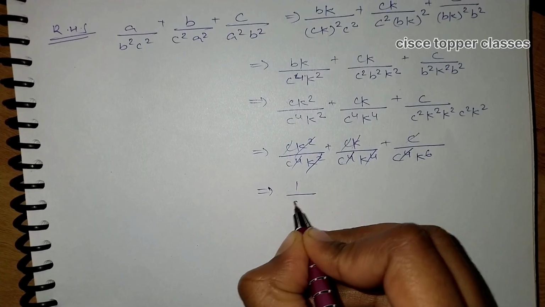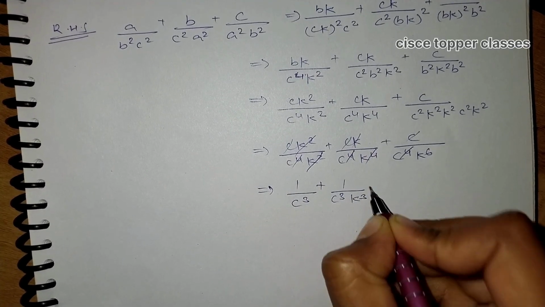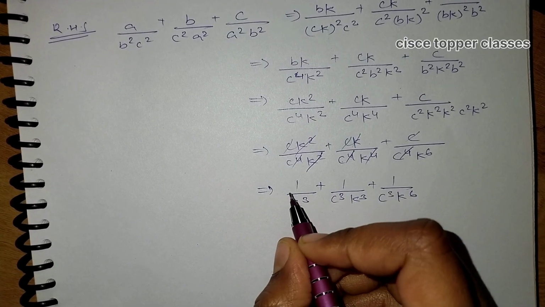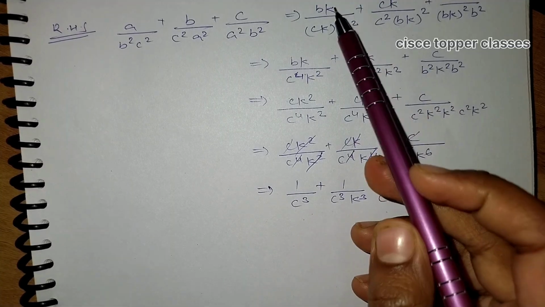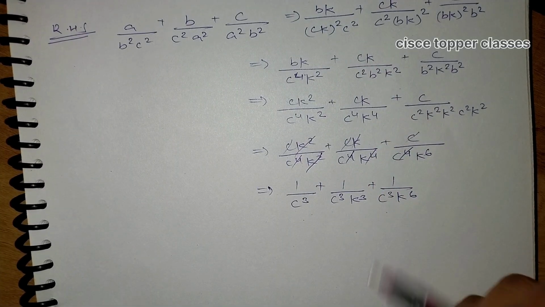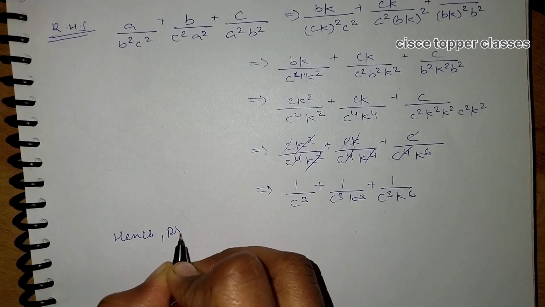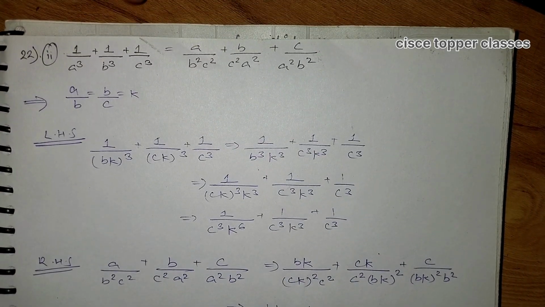So it will become 1 by c³ plus 1 by c³k³ plus 1 by c³k⁶. So the RHS part will be equal to the LHS part in this question. So from there we have proved, hence proved that a, b, c are in proportion in this question.